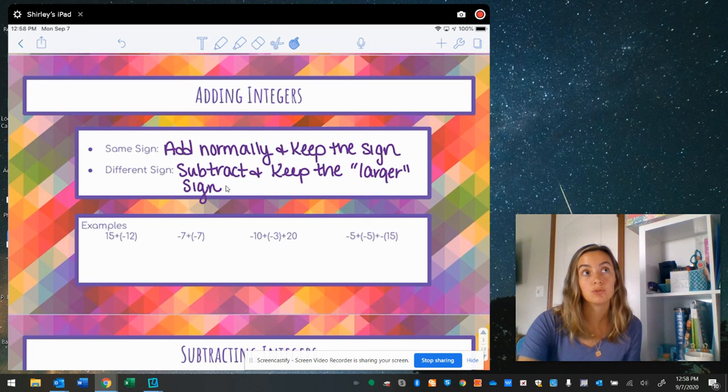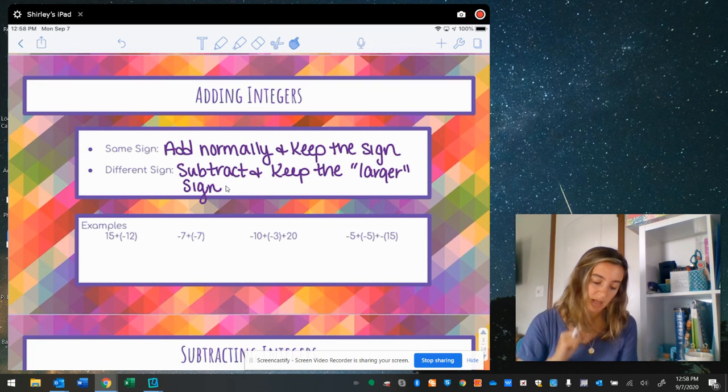So if you're subtracting two numbers and the negative number is bigger, so 3 plus negative 7, you would just subtract them the same. 7 minus 3 is 4. But since the 7 was bigger than the 3, and that's the one that was negative, you would keep that sign. So going over a few examples, I have 15 plus negative 12.